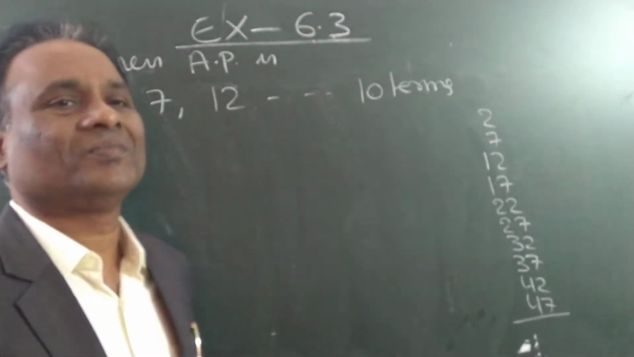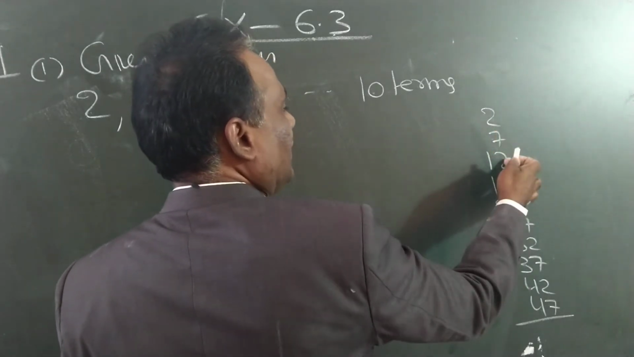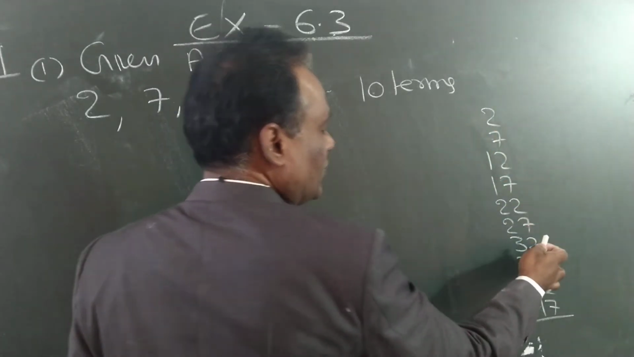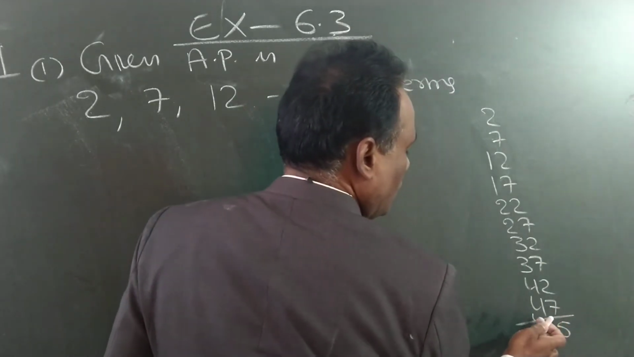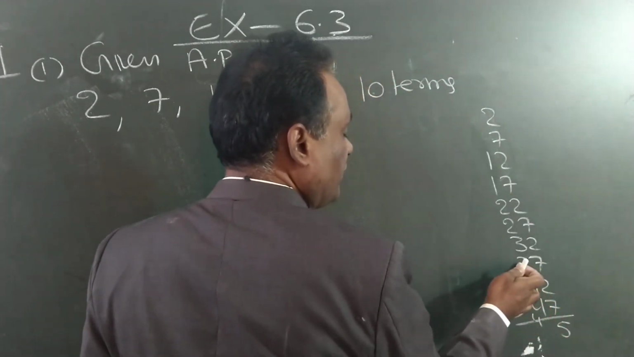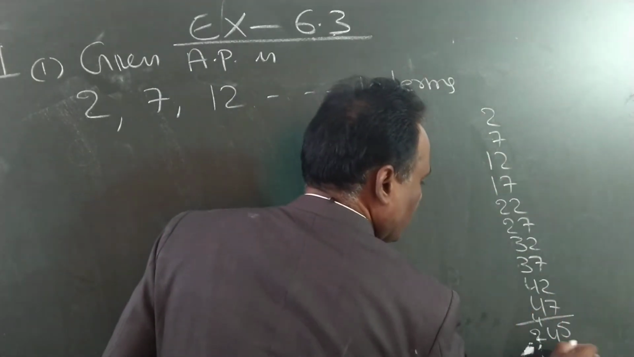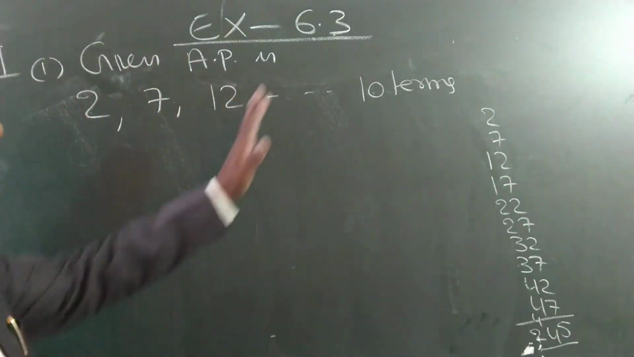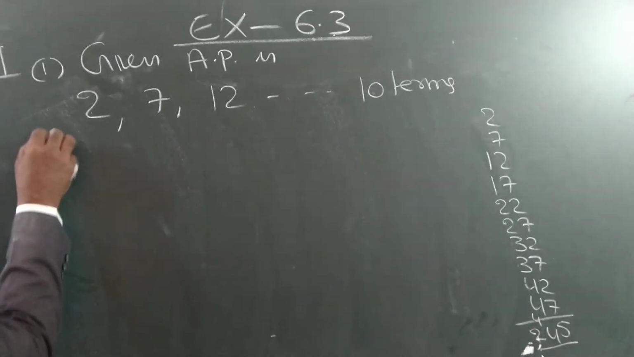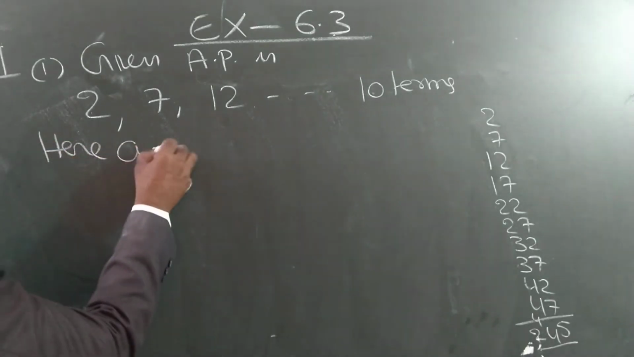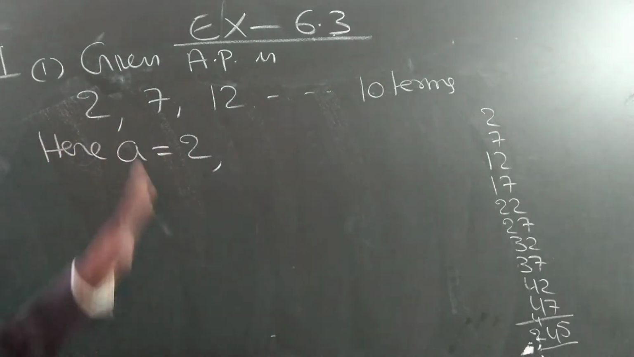So what is the sum? We could add them one by one, 2 plus 7, 9, and so on, and maybe get 245. You do the correction. But we are not doing this method, because we have the formula. See here. What is the first term? 2.